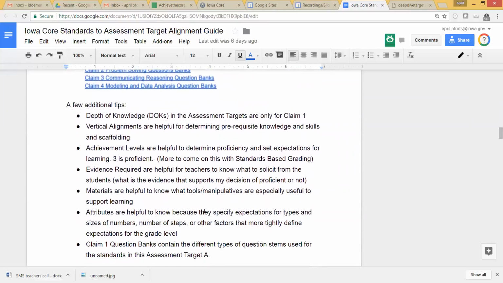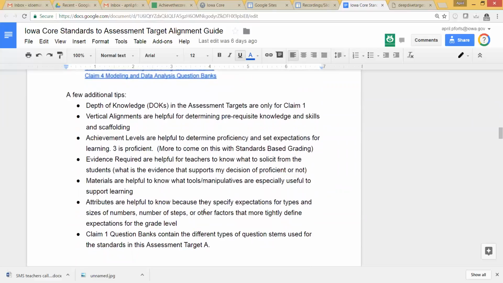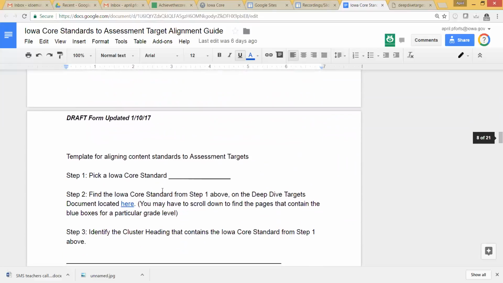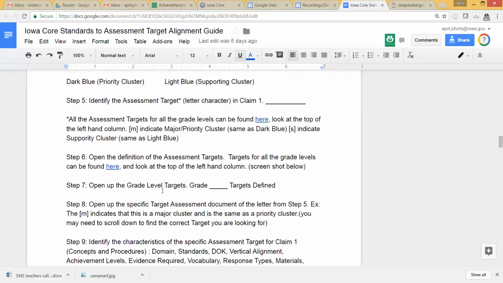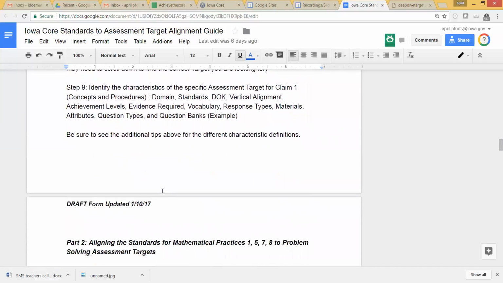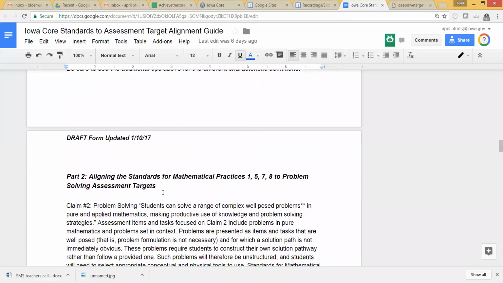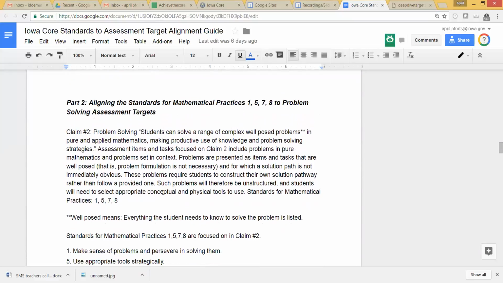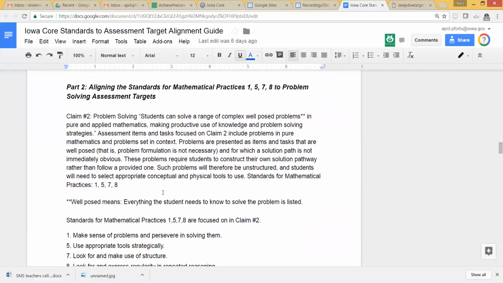And then we also give some explanations of what we mean by some of the vocabulary so that we can make sure that everybody understands and that we're all on the same page. And then we have this little template. So after you look at the example of the standard we use, then you can go through and use your own standard. So then you get to part 2, which is aligning the standards for mathematical practices 1, 5, 7, and 8 to problem solving assessments.